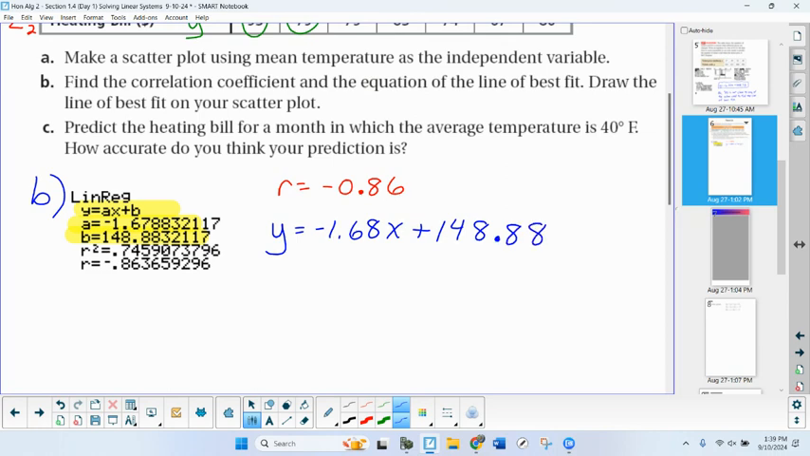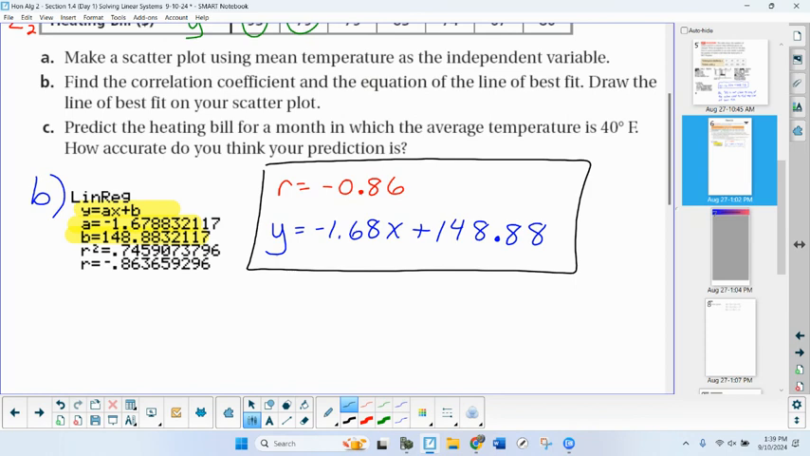Perfect. So here are the 2 answers that I would expect you to write down for part B. How'd you guys do? All right, part C, is this the part that's getting you guys tripped up the most?